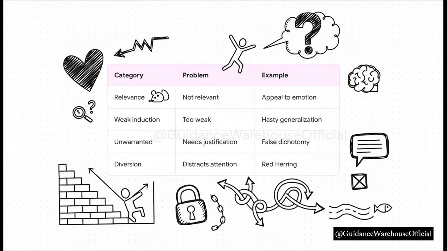When someone is substituting emotion for logic, that's a relevance fallacy. When they're jumping to huge conclusions based on tiny or weird evidence, that's weak induction. When they are forcing you into an unjustified corner, that's an unwarranted assumption. And when they try to change the subject or distort your words entirely, they are using diversion.